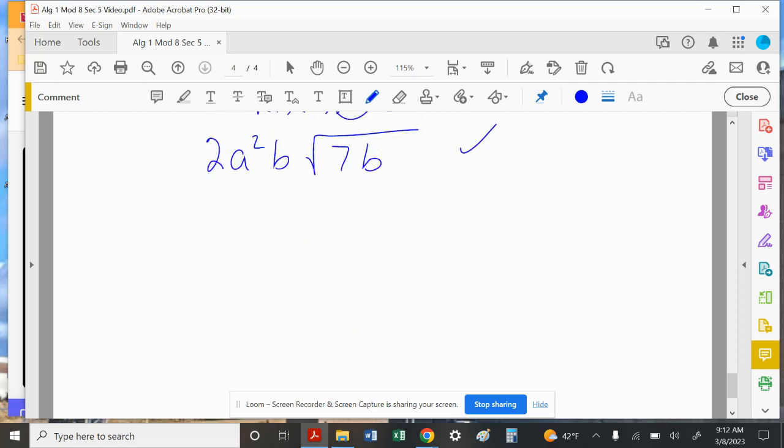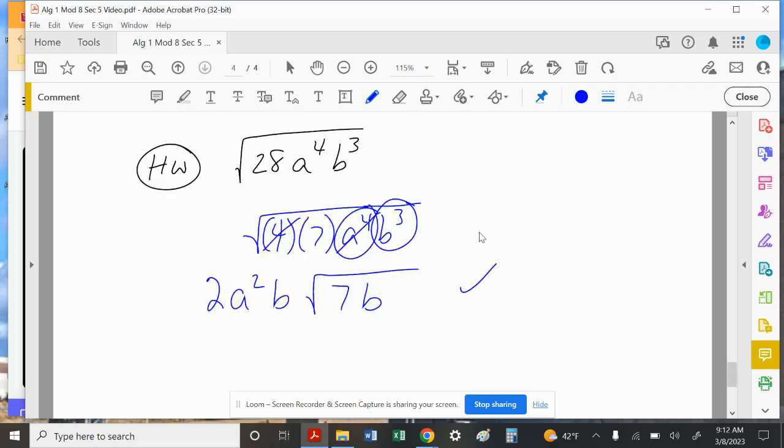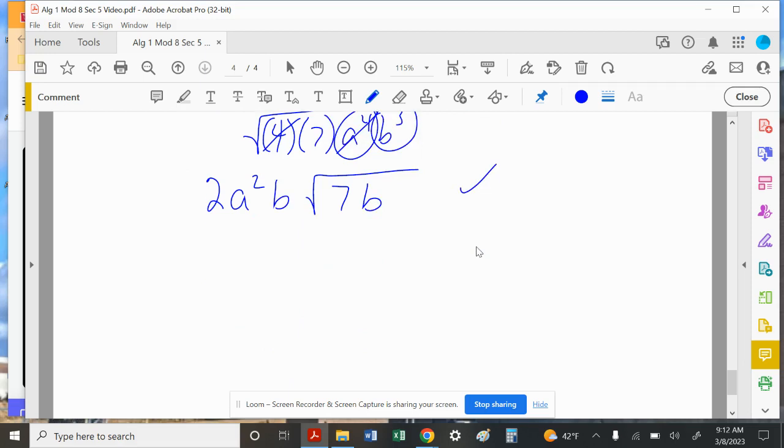Okay, and I think that's it. I actually thought I had one more problem. I believe it was another homework problem. I guess I didn't write it in the video here, but it is the square root of 75 over 20. That's what it was.